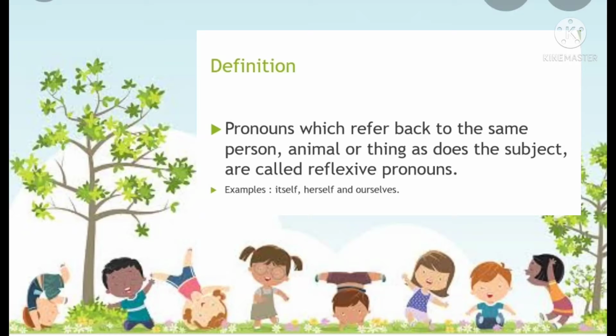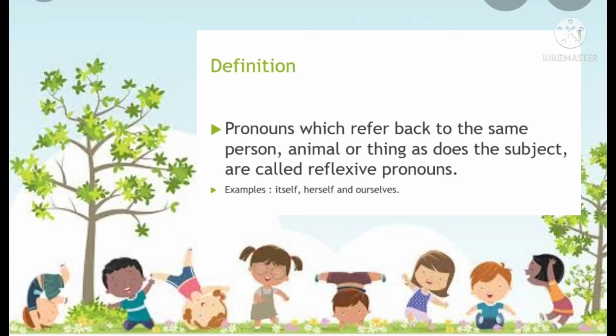But before learning reflexive pronoun, let us first revise what are the pronouns. So kids, do you remember? What are the pronouns? Pronouns are the words that are used in place of nouns. For example, he, she, it, you, they, etc. In our today's class, we will learn about reflexive pronoun.